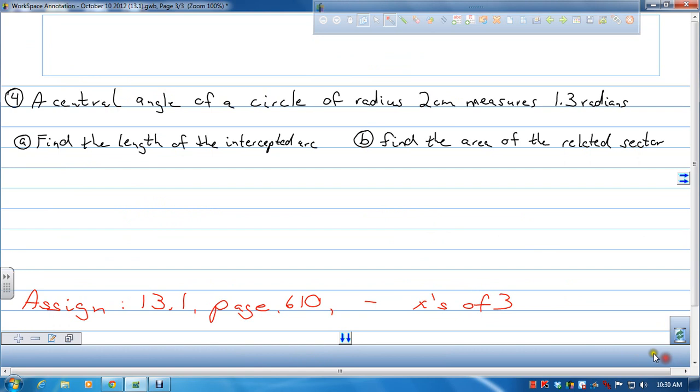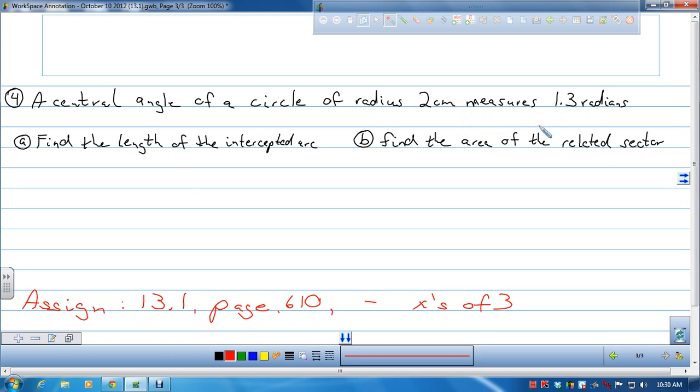Alright, let's move on to the final page of our notes today, and we will talk about finding the length of an arc and the area of the sector that is defined by that theta we're going to talk about. So, alright, a central angle of a circle of a radius 2 centimeters measures 1.3 radians.